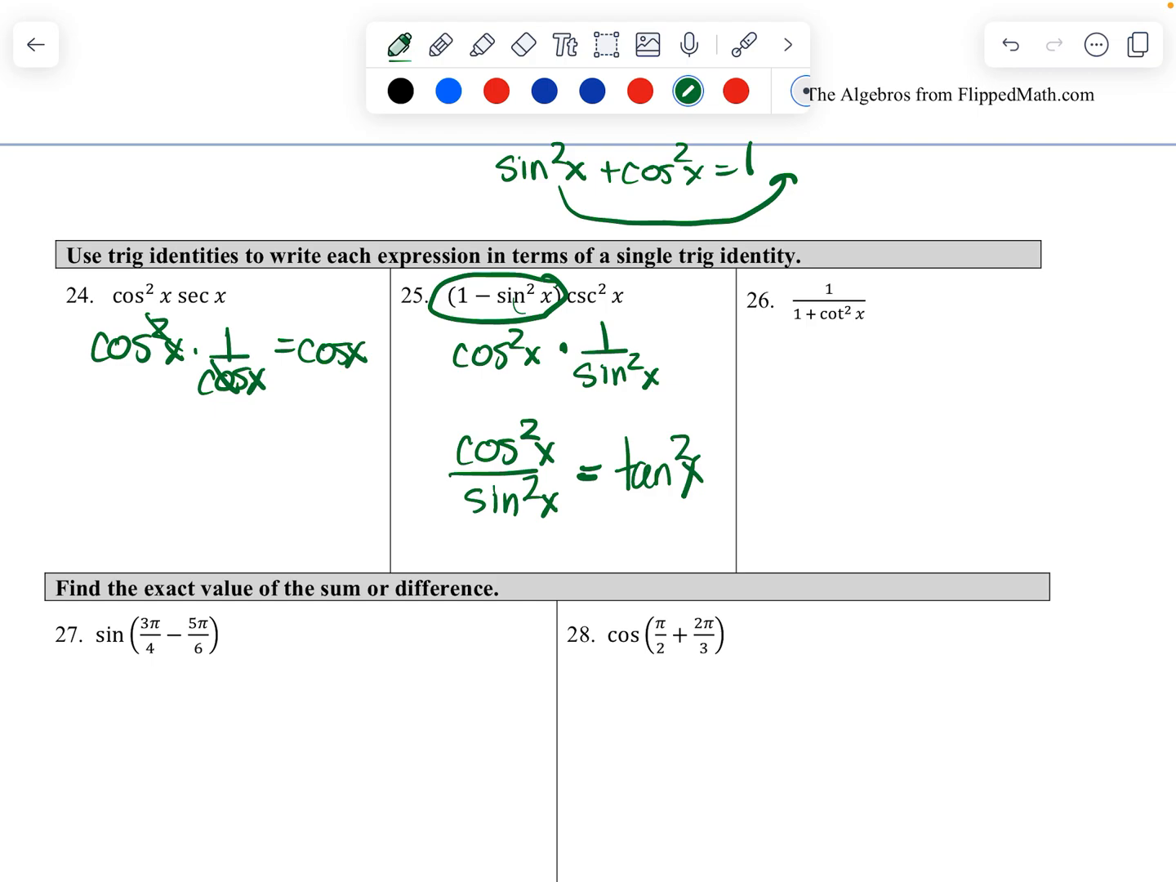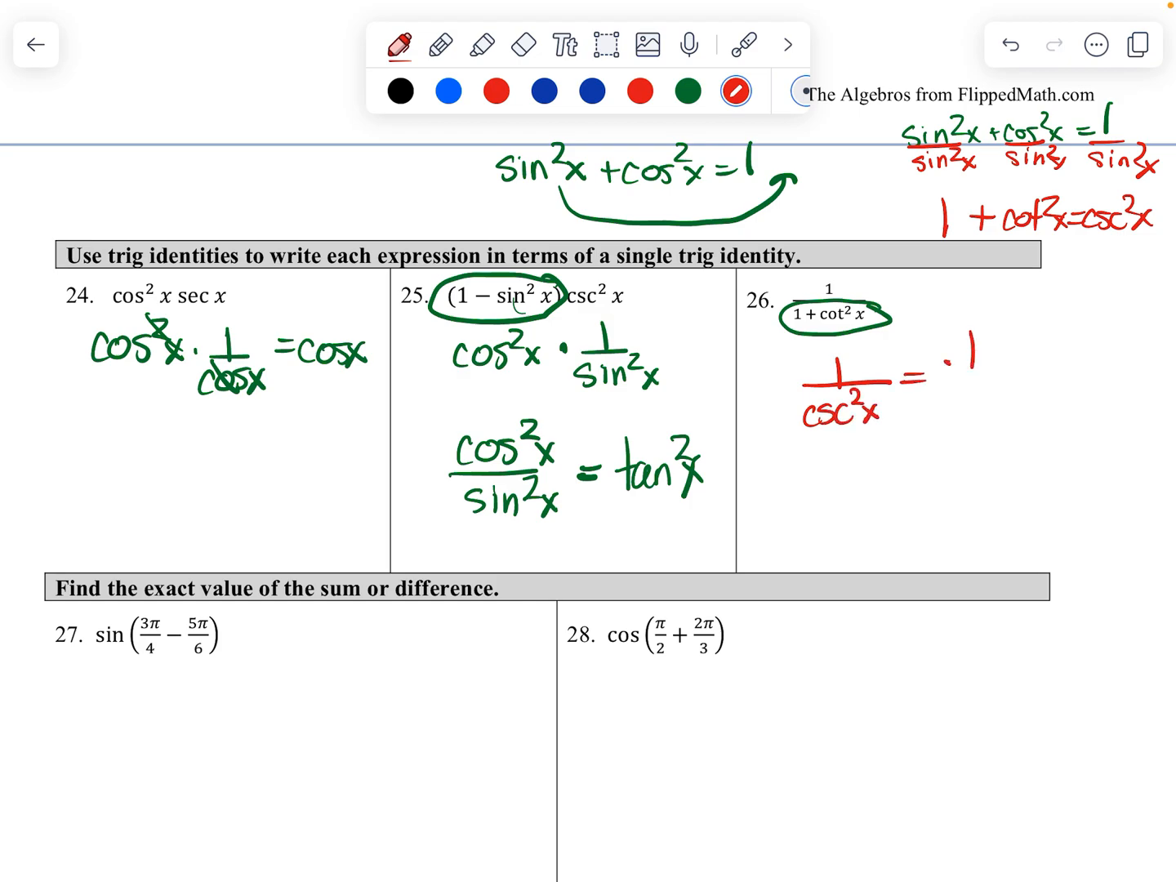All right, and now I see this, cotangent. Again, I'm reminded of this one. And I need cotangent, so that's cosine over sine. So if I divided this whole thing by sine squared of x, I come up with another identity. 1 plus the cotangent squared of x equals the cosecant squared of x. So I have 1 over the cosecant squared of x. So 1 over 1 over the sine squared of x. 1 times sine squared of x over 1. So that's the sine squared of x.